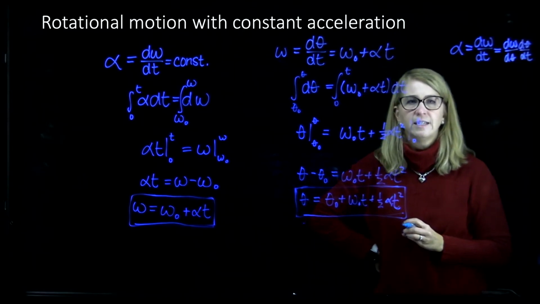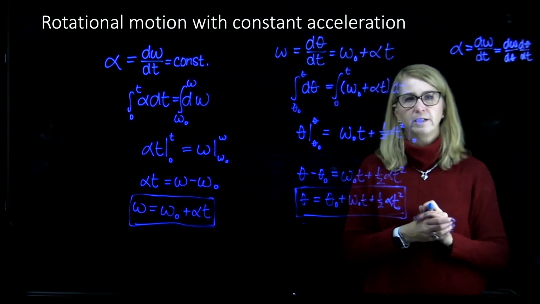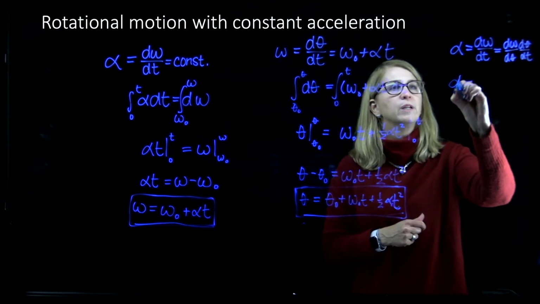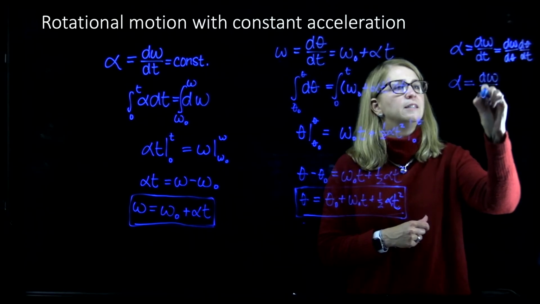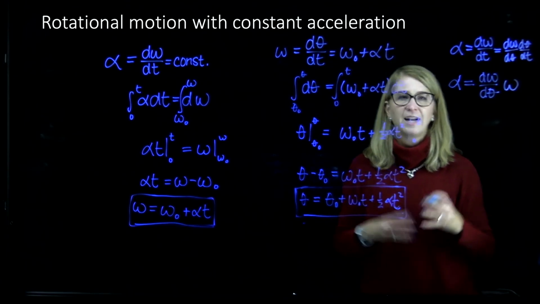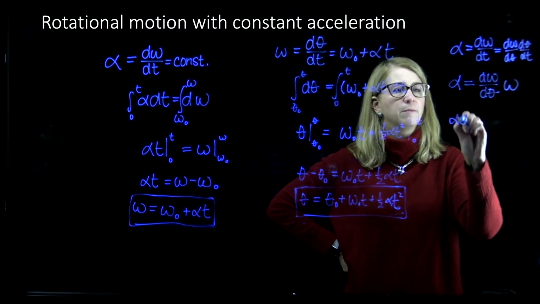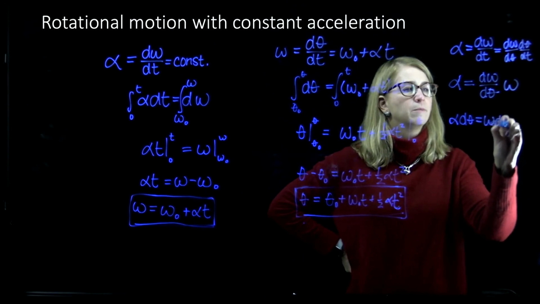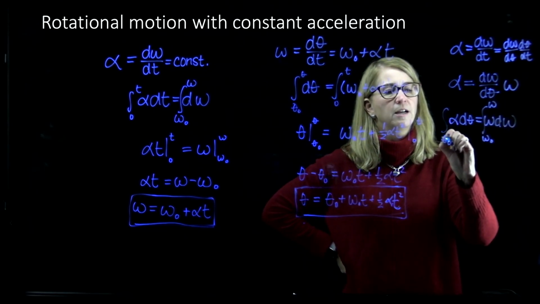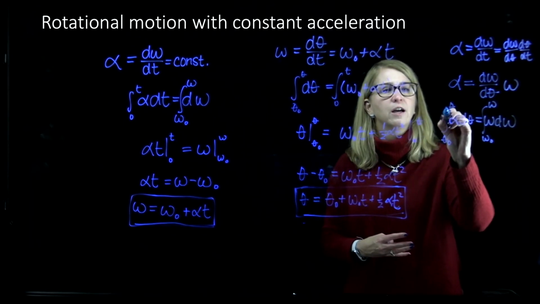times d theta dt. So the idea is that if I multiply those two derivatives next to each other, I end up with d omega dt. But the nice thing is this is going to allow me to eliminate time, because d theta dt is just omega. So I've actually gotten rid of the explicit time dependence here. So then I have alpha times d theta is equal to omega times d omega. I'm going to integrate from omega naught to omega, and from theta naught to theta. So you can see I'm not going to have any time in this.